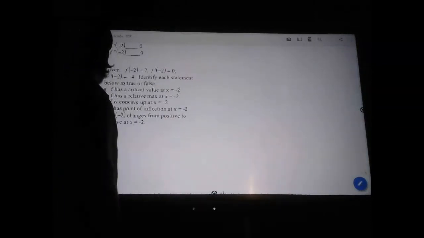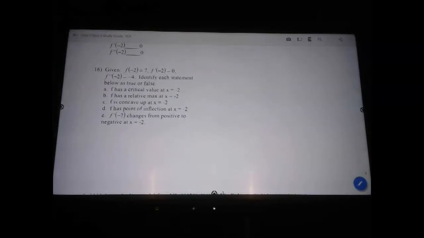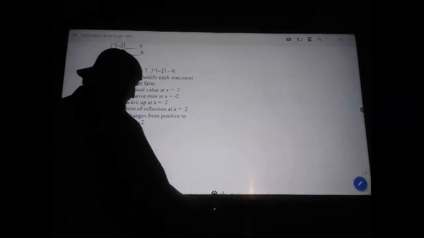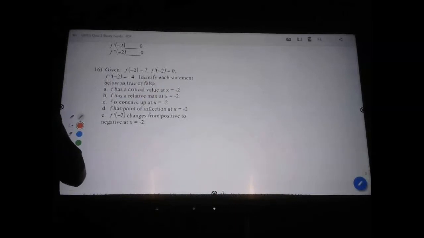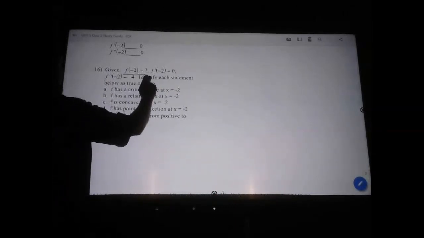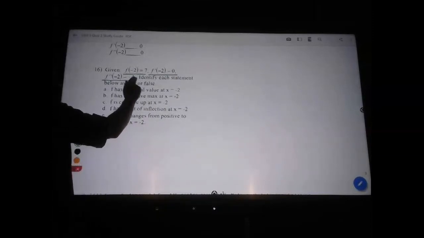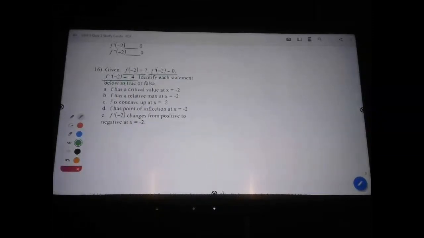Okay, last question I'll go over with you guys, number 16. This is kind of like the table question that we did earlier in the week. I tell you some information about a function, and you've got to come to some conclusions about it. So I tell you a y value, I tell you the slope, and I tell you the concavity at that point. So here's what we know.